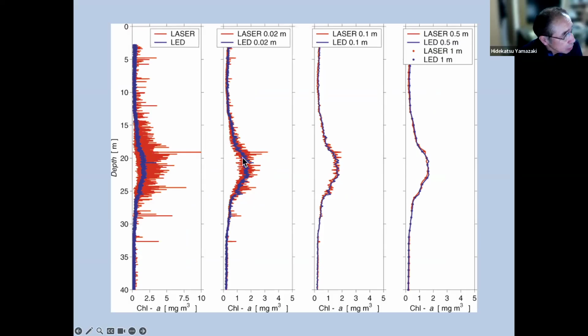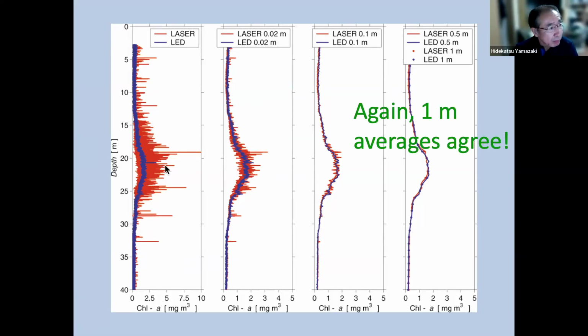However, if you average, these two are original data from LED and laser. And this is 2 centimeter scale average. This is 10 centimeter scale. And this is 50 centimeter and 1 meter scale. So again, if you average 1 meter, all the important highly intermittent features disappear. So 1 meter average agree.